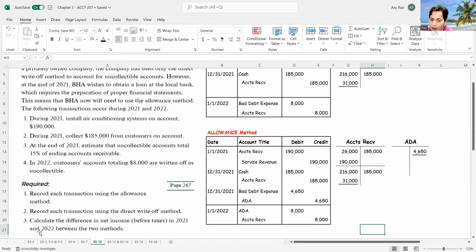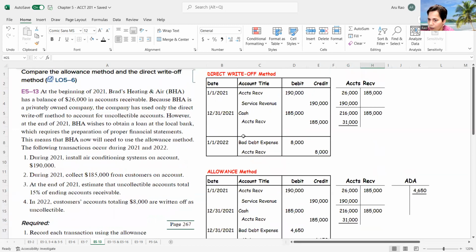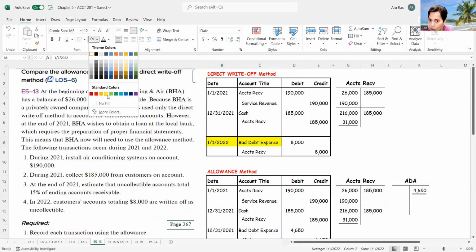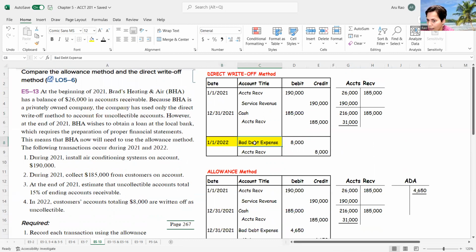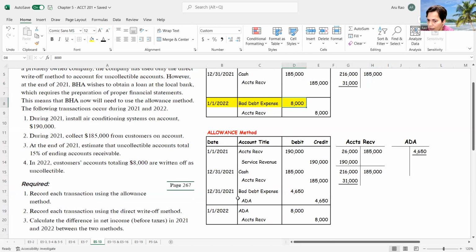So in part 3, they asked, what's the difference in net income before taxes, obviously, in the two methods? In this first method, the direct write-off method, it is in 2022 that I will take the bad debt expense. I take the hit to my net income number, and the amount is $8,000. In this method, in 2021, I planned for it, and I took a hit of $4,650. The remaining difference, whatever it works out to, will happen in the following year.